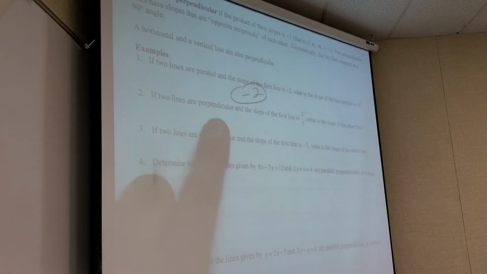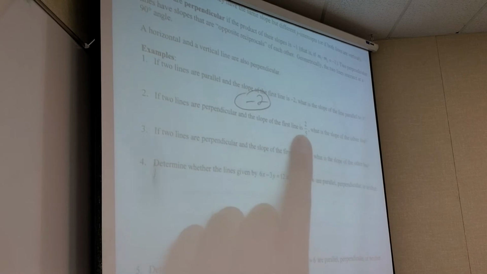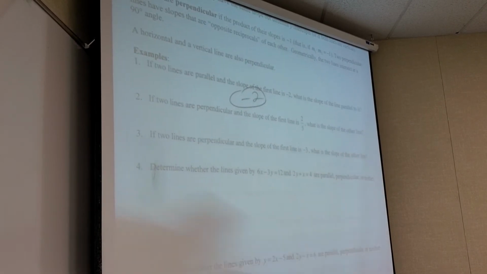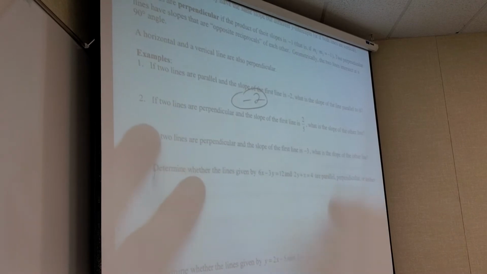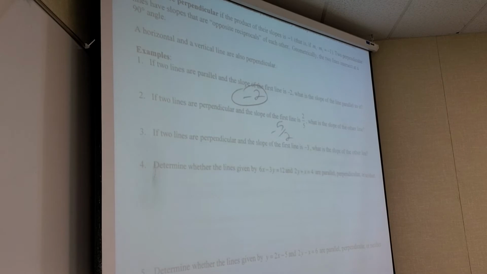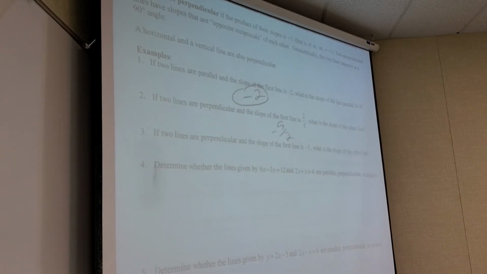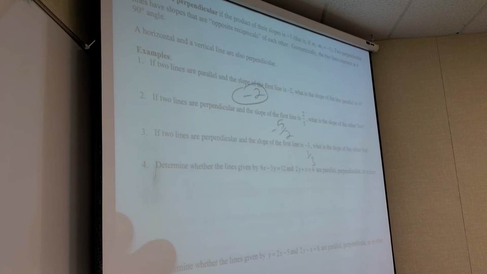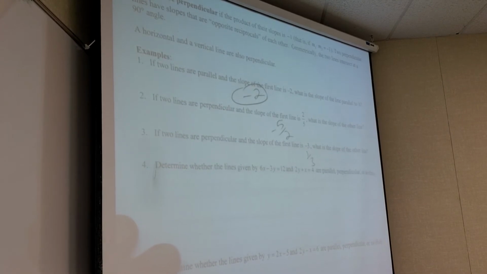Two lines are perpendicular. The slope of the first line is 2/5. What's the slope of the other line? -5/2. I like it. If two lines are perpendicular, the slope of the first line is -3. Yes, positive 1/3. Change everything about it for perpendicular. Leave everything the same for parallel.